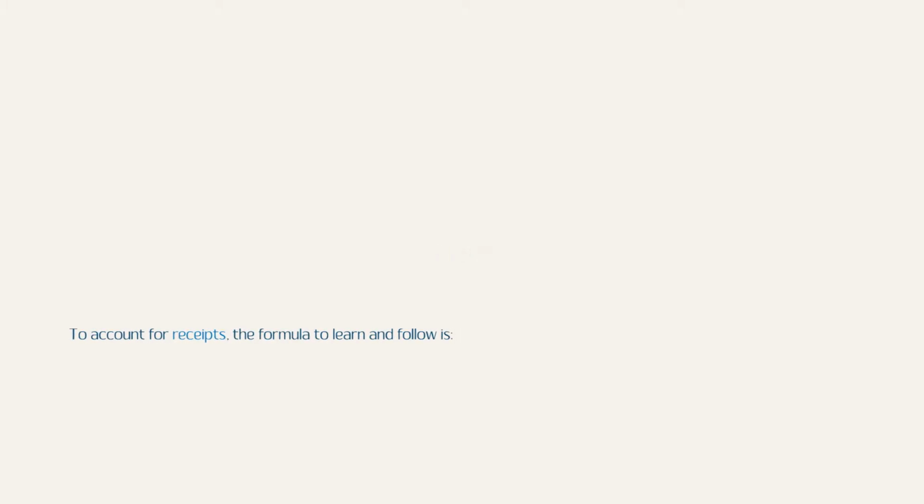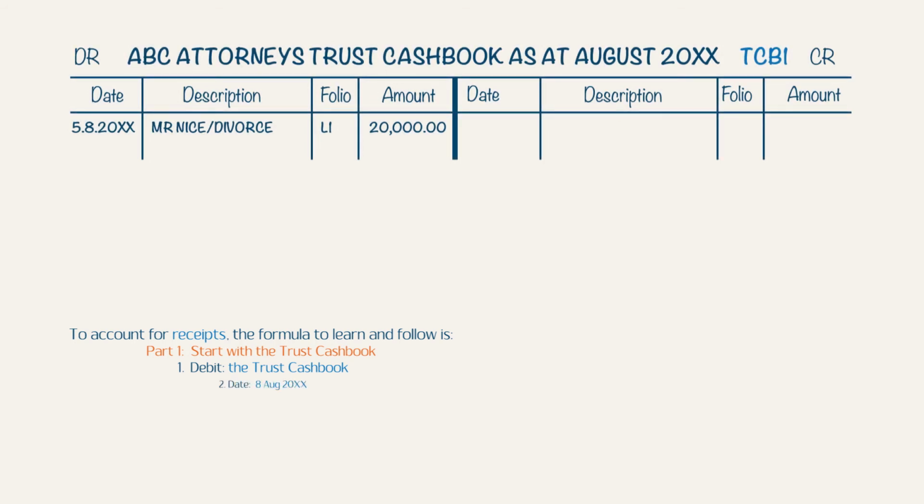Transaction 2. On 8 August 20XX, the firm received an amount of 50,000 Rand from the Road Accident Fund for the claim lodged on behalf of Mr. Royal. To account for receipts, the formula to learn and follow is: Part 1. Start with the trust cashbook. 1. Debit, the trust cashbook. 2. Date: 8 August 20XX. 3. Description: Mr. Royal RAF. 4. Folio: L2. 5. Amount: 50,000 Rand.